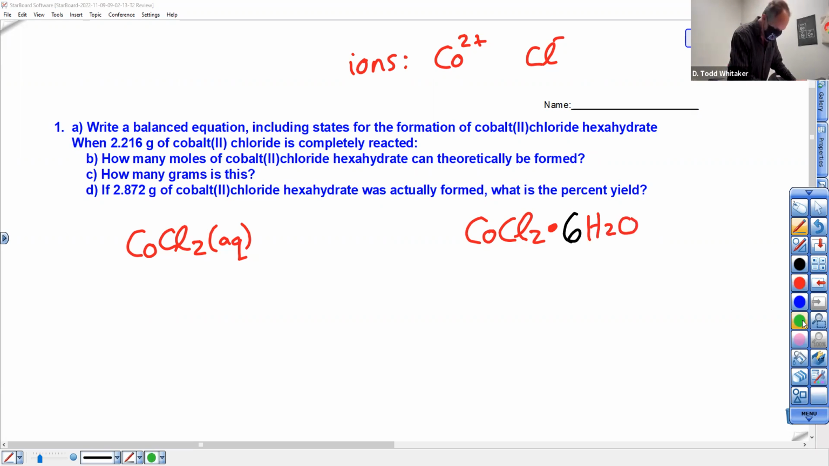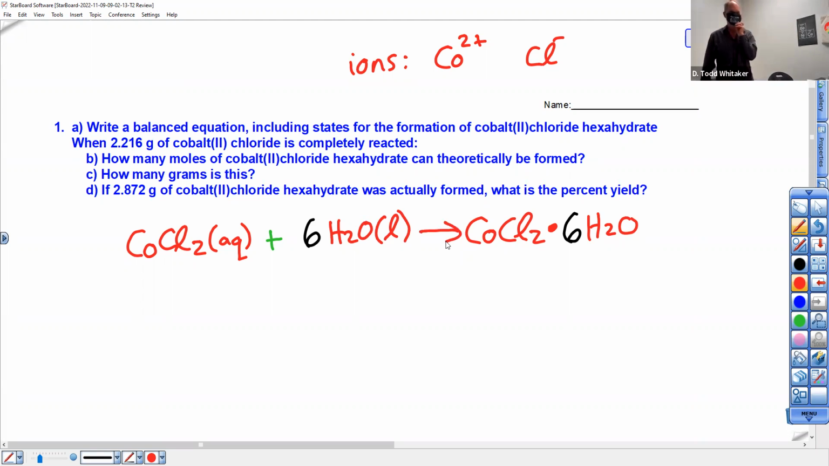And balancing this is actually one where you can balance ahead of time. How many waters do you need for this reaction to happen? 6. Dr. Whitaker, I want every balancing to be like this one.